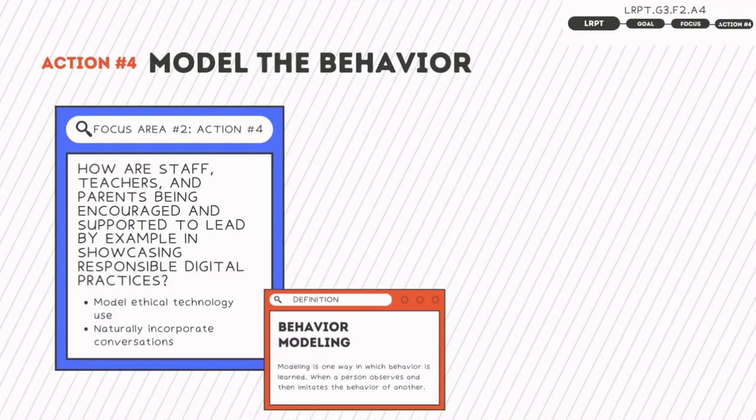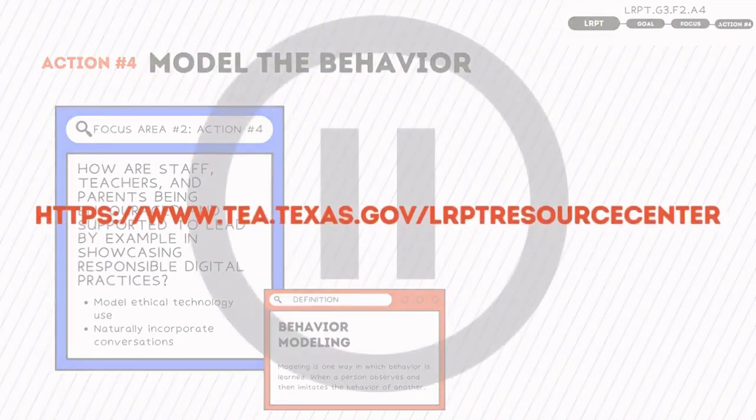In spaces where digital citizenship is taught effectively, the adults have two things in common. They model ethical technology use for their students or children on a daily basis, and they naturally incorporate conversations about it wherever they're able to. Pause the video here to note in your workbook how you are encouraging and supporting parents, educators, and staff to model responsible digital practices in your district.